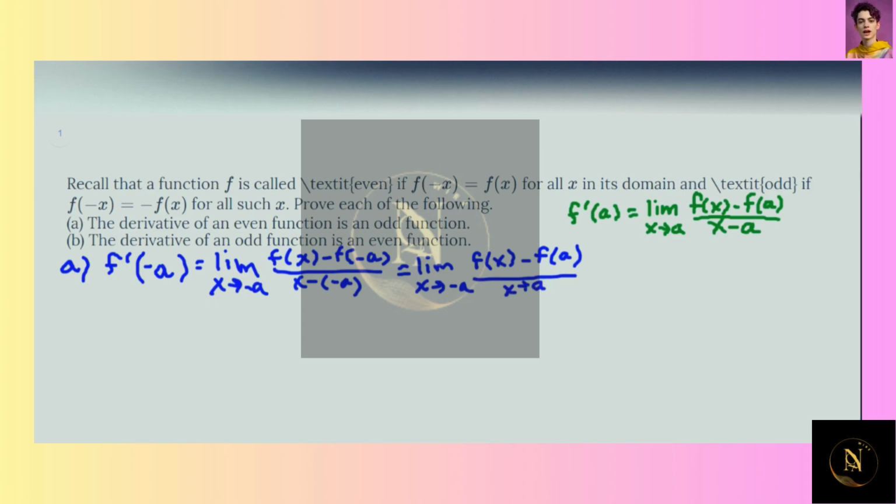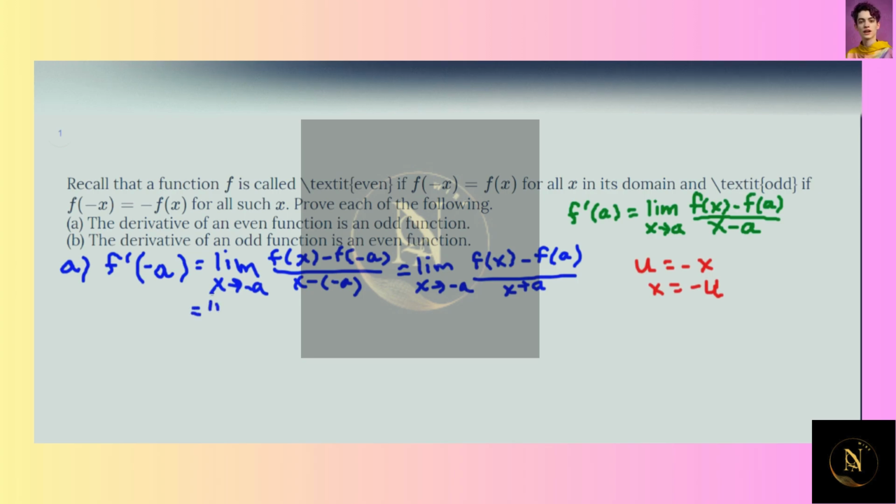Here we're going to have to make a substitution. We're going to let u equal negative x. So this is just a substitution, changing the variable from x to u. If u is negative x, x is negative u. And this allows us to flip the sign of a here in the limit.